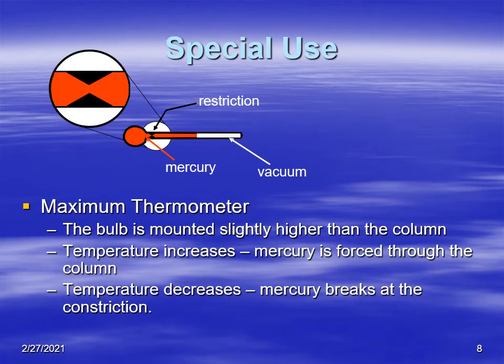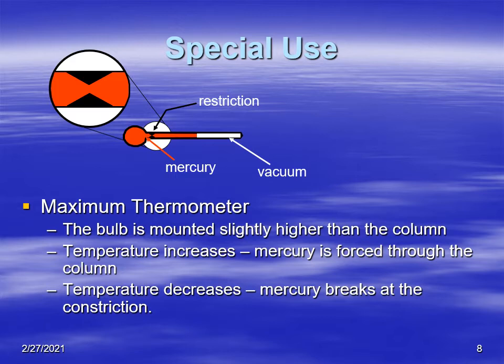Other types of thermometers, special use thermometers, there's the maximum and minimum thermometers. As the name implies, the maximum thermometer measures maximum temperature. And it's mounted so that the bulb is a little bit higher than the column of either mercury or alcohol. So in other words, it's not necessarily flat, but level. It's just a slight angle where the bulb portion is higher than the stem portion.